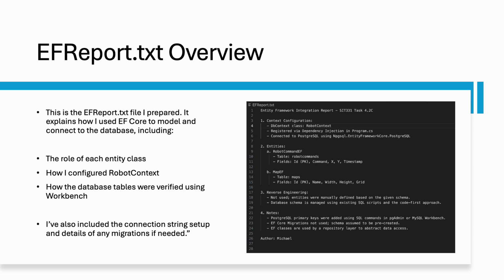The EF report overview. On the right-hand side is the EF report.txt file I prepared. It explains how I used EF Core to model and connect the database, including the role of each entity class, as you can see from the second line, how I configured RobotContext, and how the database tables were verified using Workbench. I've also included the connection string setup and details of any migration if needed.